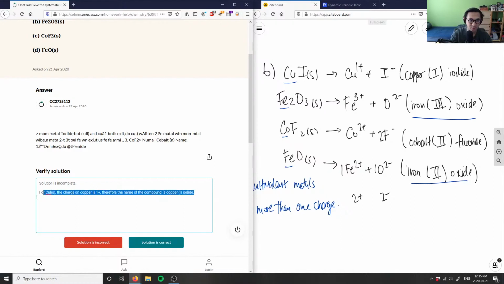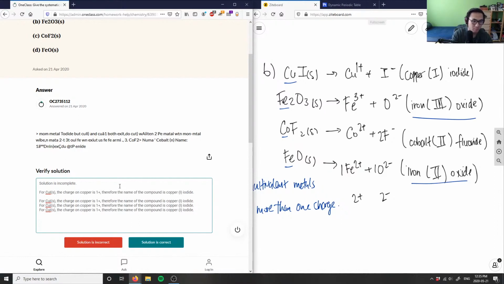And then I'm going to copy and paste these because I'm going to have to write this up 4 times here. And then I'm going to just simply modify these here. So let me space this out. Formatting. This is Fe2O3. The charge on iron here is going to be 3 plus. Therefore, the name of the compound is going to be iron(III) oxide.